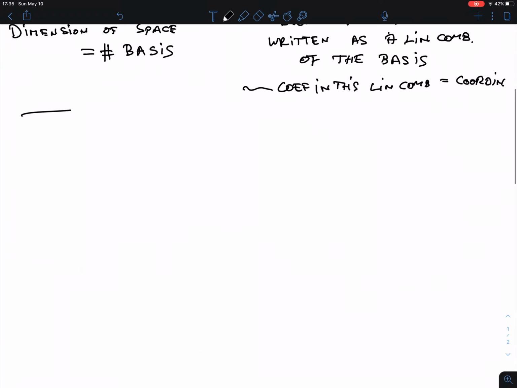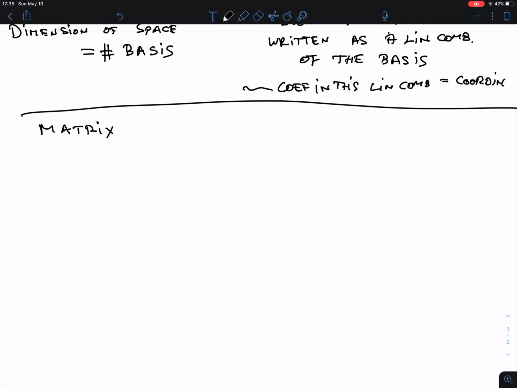Well, we talked about if you have a matrix, then we can talk about the column space and the row space of this matrix, and also the null space. So there were 3 different spaces, subspaces that we associated to a matrix. So let me give an example here.